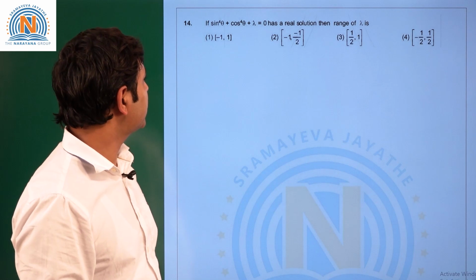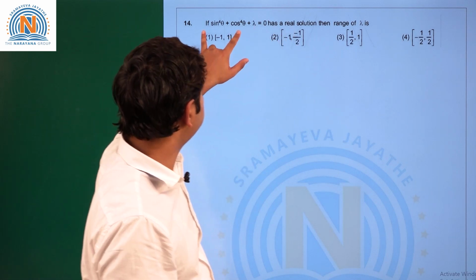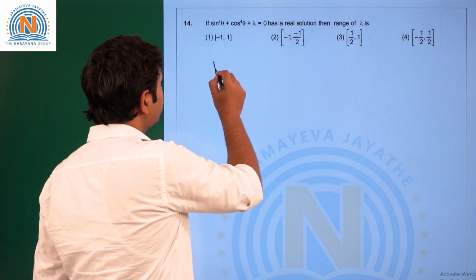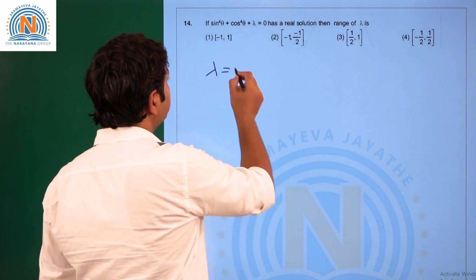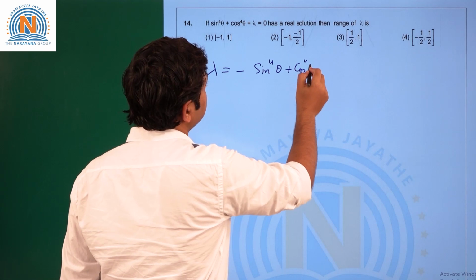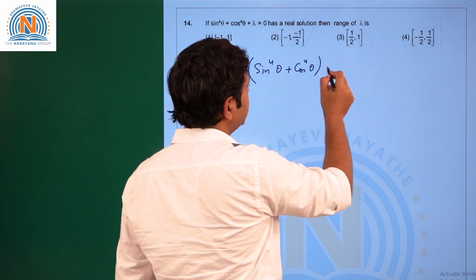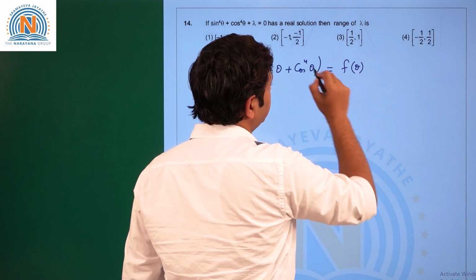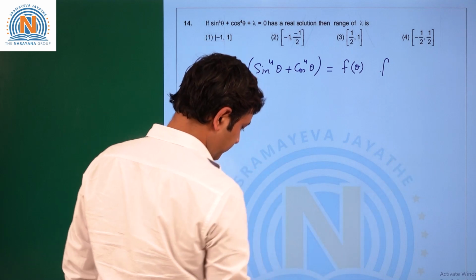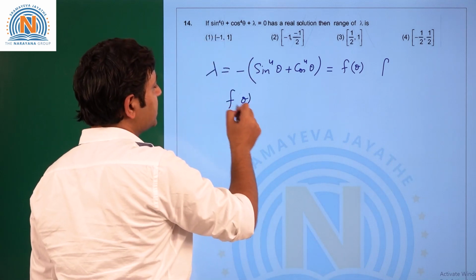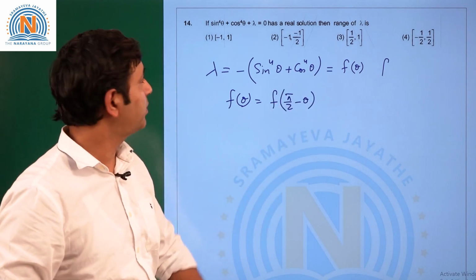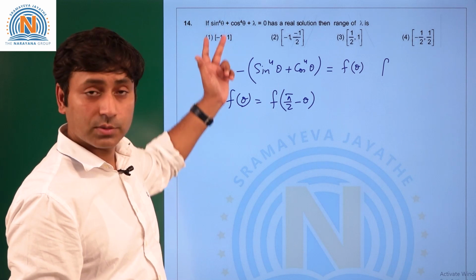Again we have a trigonometric equation, but the expression is defining lambda and the range of lambda has been asked. So we'll write lambda is equal to minus of sine to the power 4 theta plus cos to the power 4 theta in bracket. Let us take it as f theta, and immediately we should recognize that f theta is the same as f of pi by 2 minus theta. If you replace theta by pi by 2 minus theta, there is no problem. Sine power 4 will become cos power 4, cos power 4 will become sine power 4.